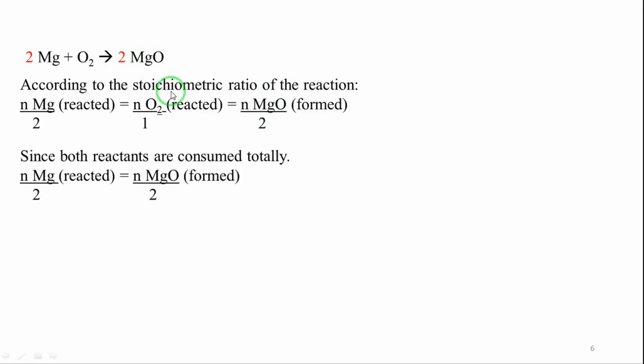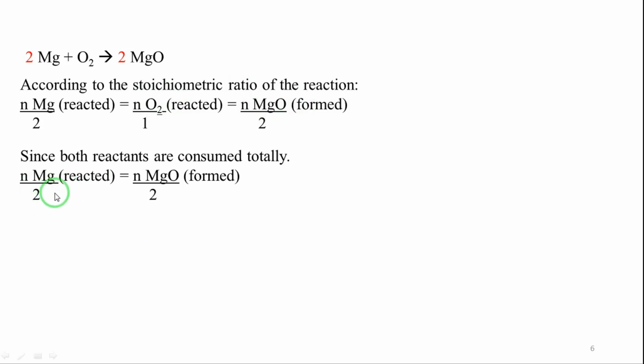Since both reactants are consumed totally, we have here a stoichiometric mixture. The number of moles for magnesium reacted over 2 is equal to the formed number of moles for magnesium oxide over 2. So here you can depend on the first ratio, or the first reactant, magnesium, in order to calculate the formed number of moles for magnesium oxide, or you can depend on the second reactant, oxygen gas. So you can take the second ratio with the formed number of moles for magnesium oxide.